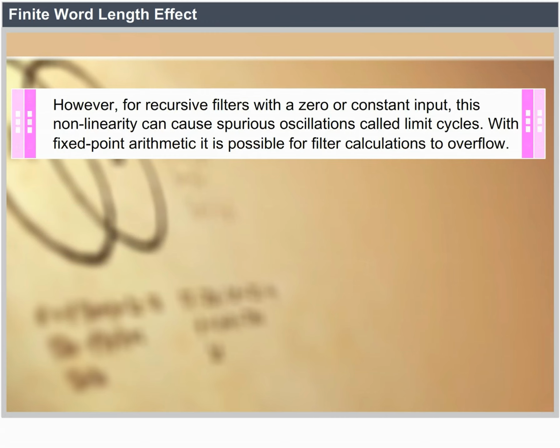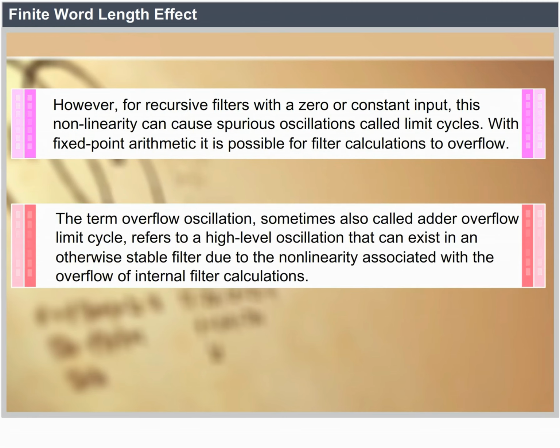With fixed point arithmetic, it is possible for linear calculations to overflow. The term overflow oscillation, sometimes also called adder overflow limit cycle, refers to a high-level oscillation that can exist in an otherwise stable filter due to the nonlinearity associated with the overflow of internal filter calculations.